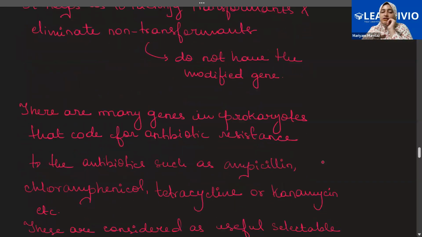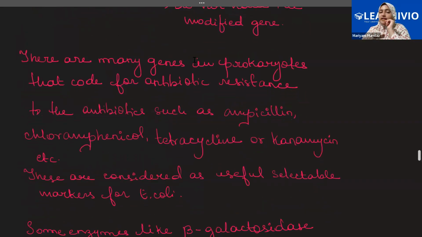Now, see, there are many genes in the case of prokaryotes that code for antibiotic resistance. Meaning antibiotic, you people understand, whenever we get sick, the doctor prescribes us antibiotics, right? Why? To kill the bacteria, or you can say, the pathogen. So that works accordingly to kill it.